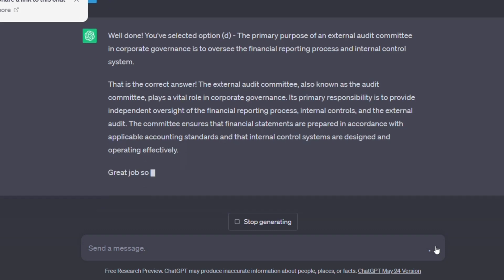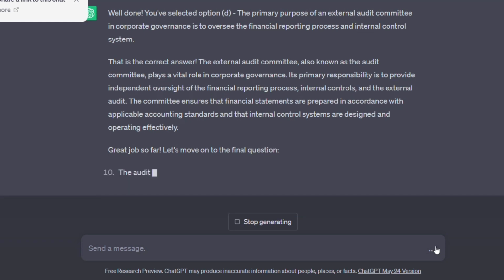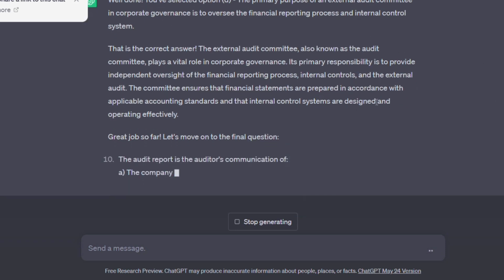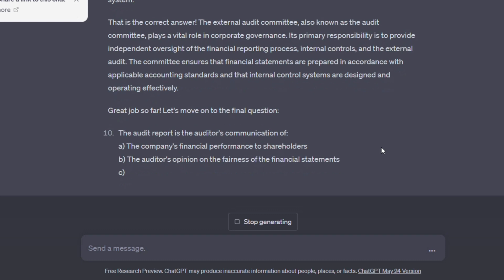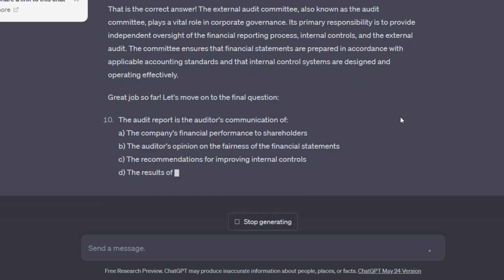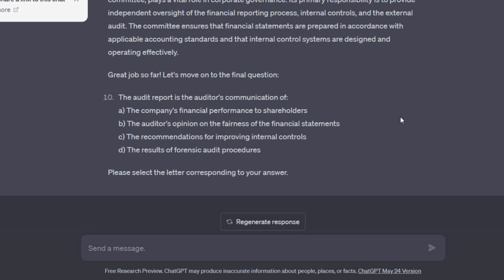So this is nice because if you selected the wrong answer, there is an explanation. Okay. The audit report is the auditor's communication of the company's financial performance to shareholders, the auditor's opinion on the fairness of the financial statements. Of course, that's the correct answer, but let's read all. The recommendations for improving internal controls, the results of forensic audit procedures. The answer there is B.